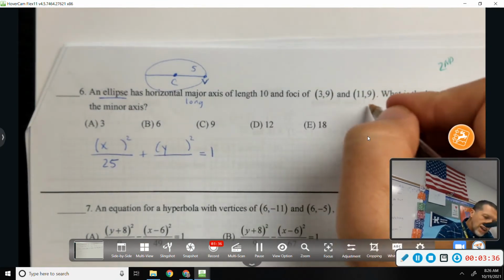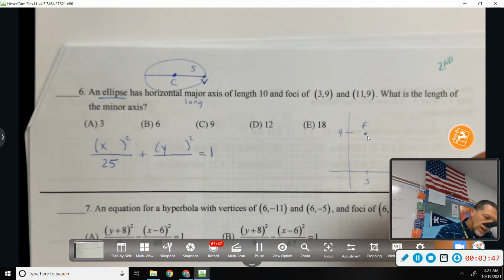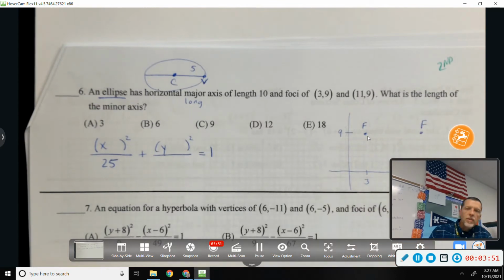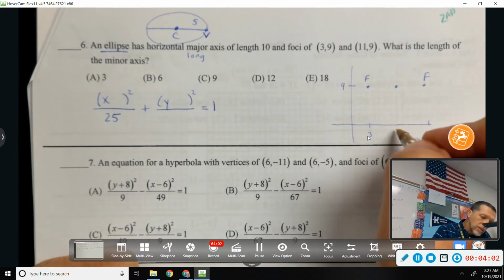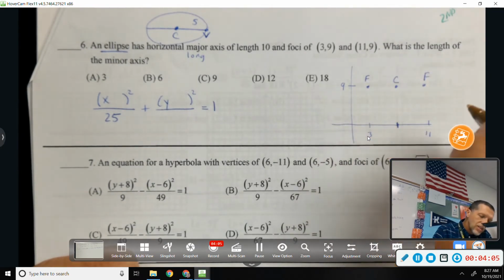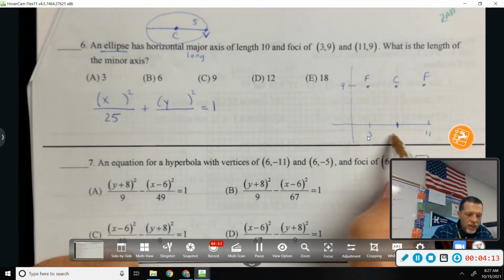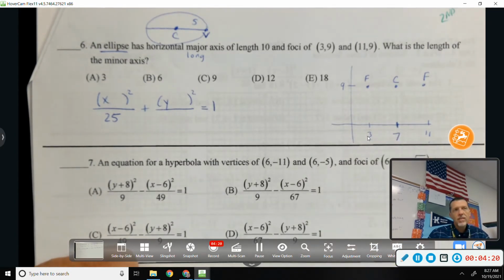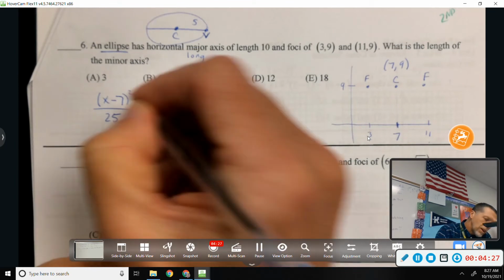Foci are 3, 9, and 11, 9. Again, maybe you can do this without drawing a picture. I think it's helpful. 3, 9, 11, 9. Okay, how does that help me? You know it's somewhere between there. What's in between there? The center. It's not just anywhere in between there. It's got to be exactly between there. So, what's halfway between 3 and 11? 7. So you can either just kind of figure it out. That's probably what most of you do. You can do 3 plus 11 is 14 divided by 2 is 7. A midpoint kind of a thing. So the center's at 7, 9. So x minus 7, y minus 9.